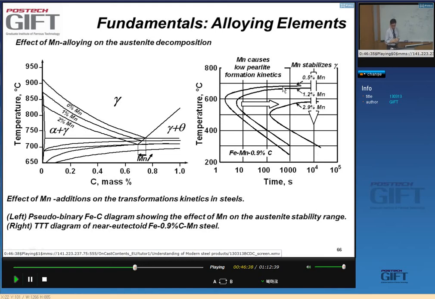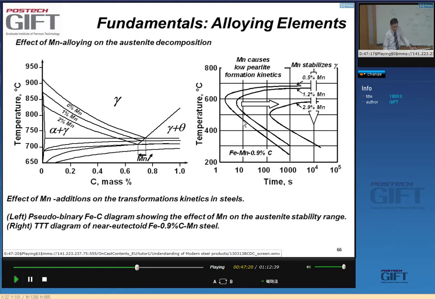So first of all, if you look at the transformation data, yes, you have to make a choice about what composition you're going to use, namely what is going to be your carbon level and what's going to be your manganese level. So in this case, we choose the eutectoid carbon level, and we look at the transformation. And as you know, for the transformation, we get a C curve, yes? The C curve, if there is no manganese.